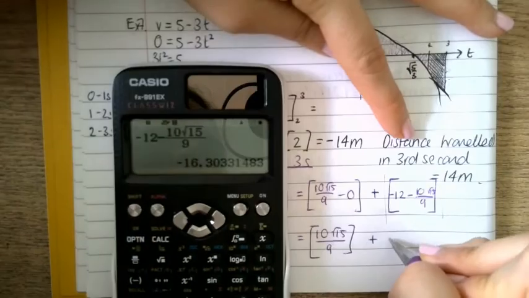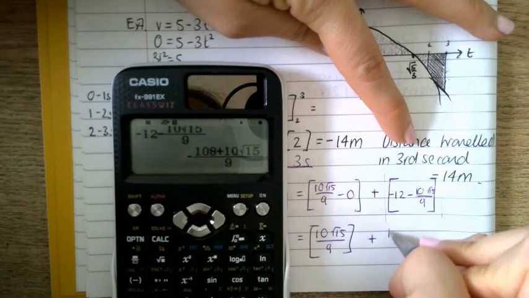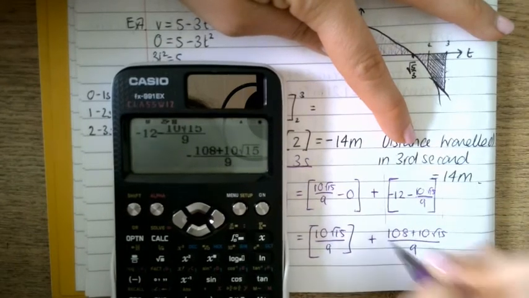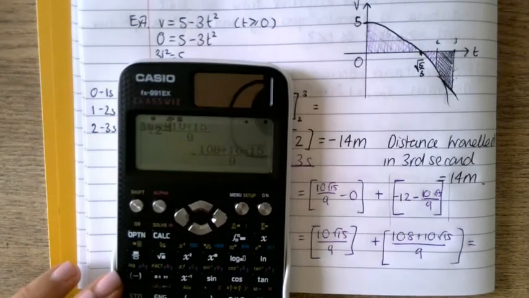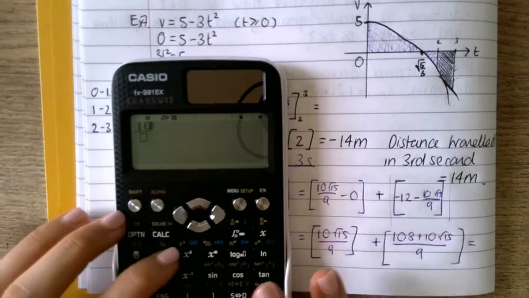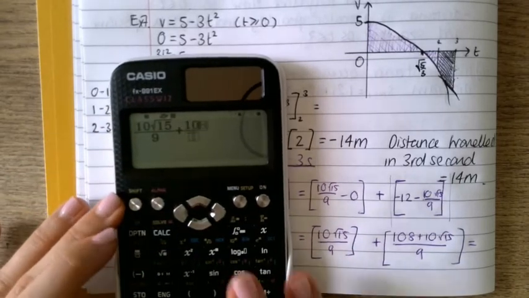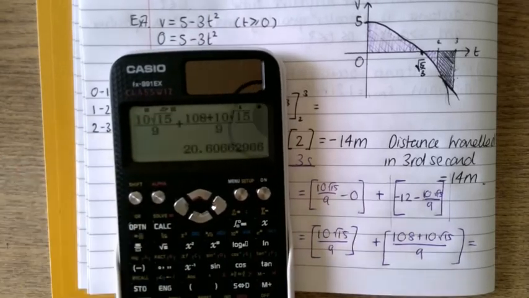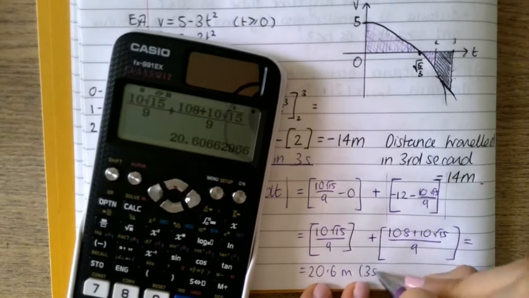So we're going to add this to, I'll keep it in exact form even though it doesn't look very nice, 12 plus 10 root 15 over 9. And then adding those together, so 10 root 15 over 9 plus 12 plus 10 root 15 over 9 gives us 20.6 metres to 3 significant figures.